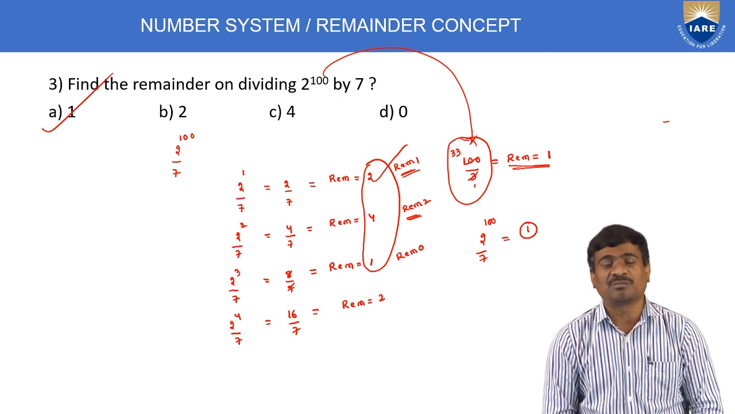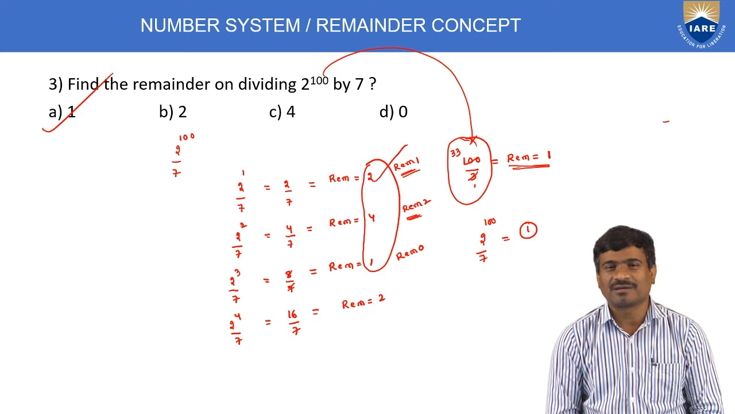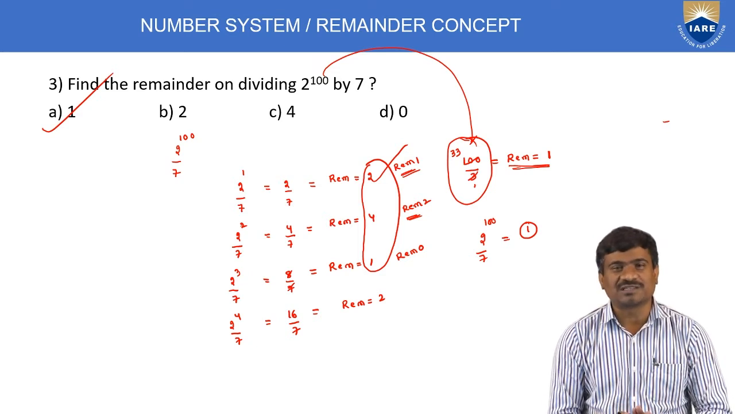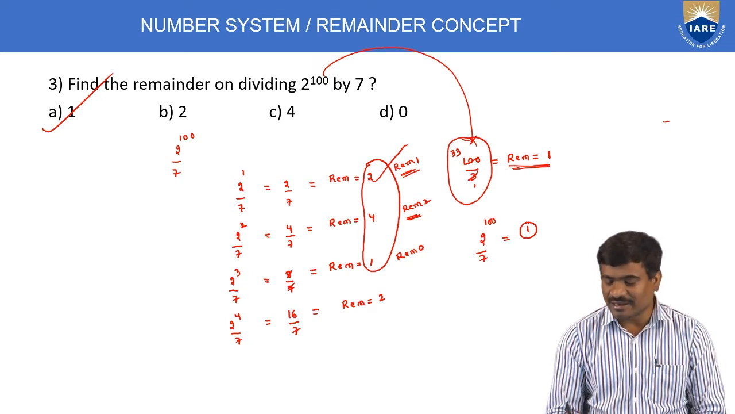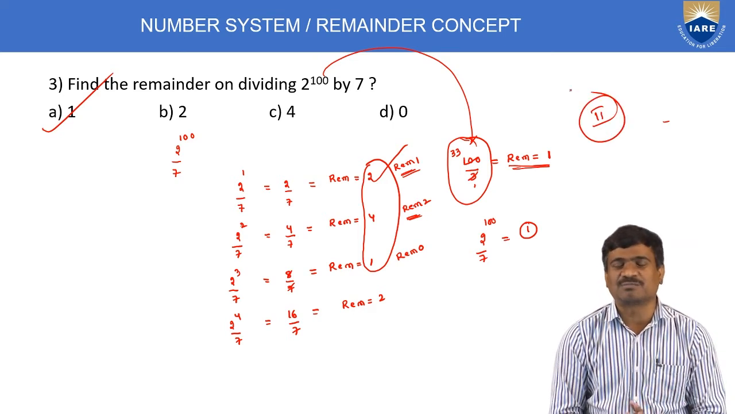This is about the remainder topic concept. This is the general procedure, the short method. Next, a second method is also applicable. This is the first method.